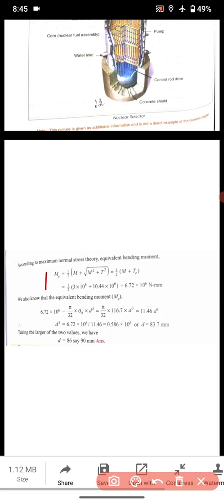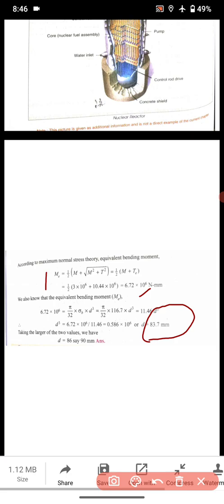We also know that the equivalent bending moment is equal to 6.72 into 10 power 6, that is pi by 32 sigma b into d cube. So pi by 32 sigma b, that is the permissible stress value, will be 116.7 into d cube, that is unknown. So this is equal to 11.46 d cube. By equating, we get d cube is equal to 83.7 millimeter.